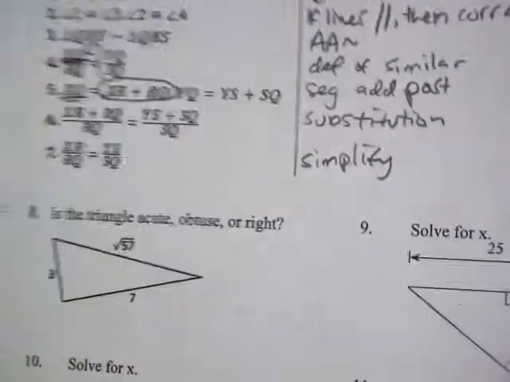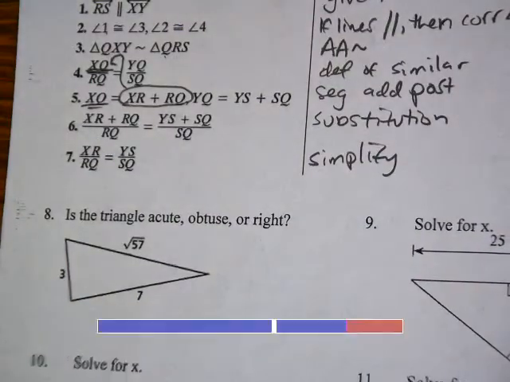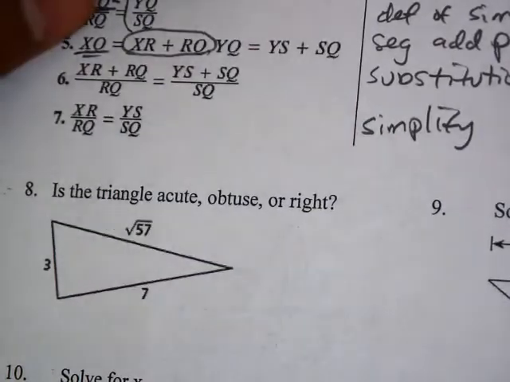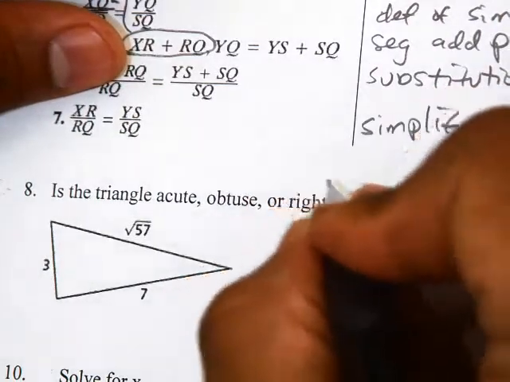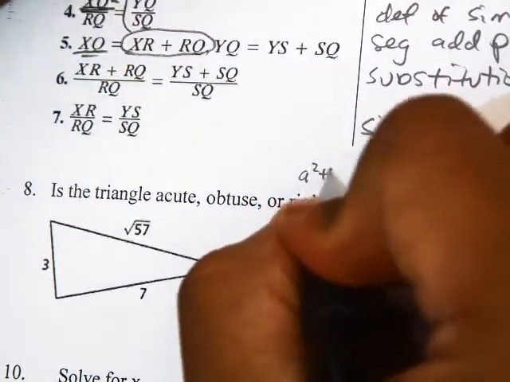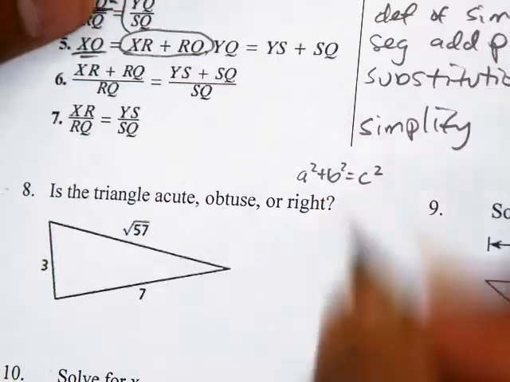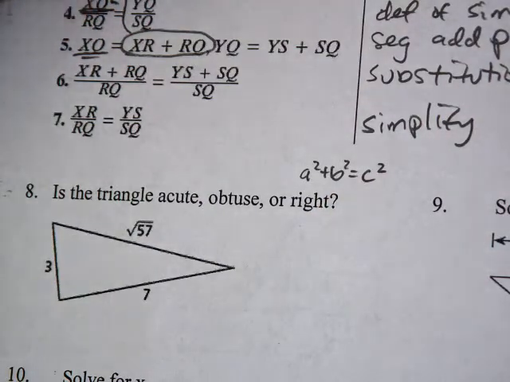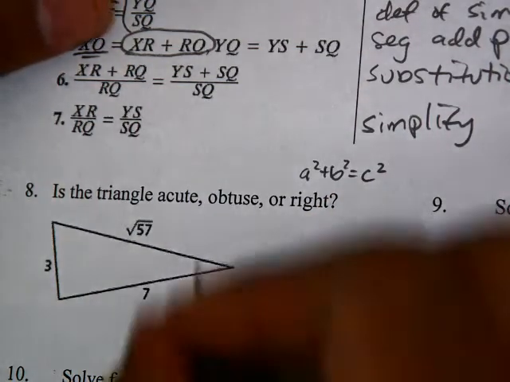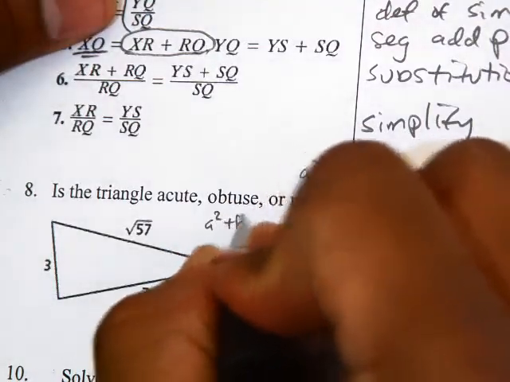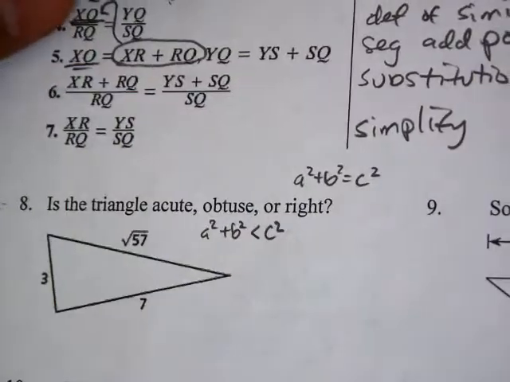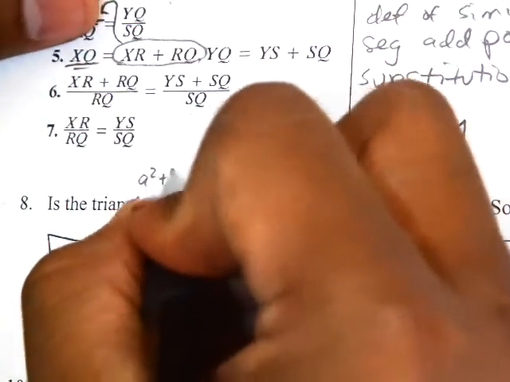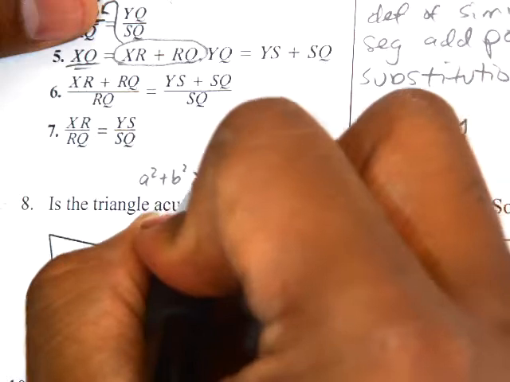So number 8, I have to decide if this triangle is acute, obtuse, or a right triangle. So we're going to use the Pythagorean theorem to do that. If it's going to be a right triangle, then a squared plus b squared has to equal c squared. That's how I know it's a right triangle. For it to be obtuse, I know the c squared side has to be bigger than a squared plus b squared. And for acute, the c squared side has to be smaller.